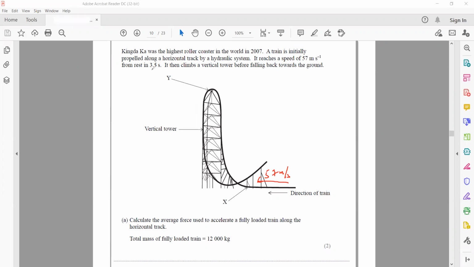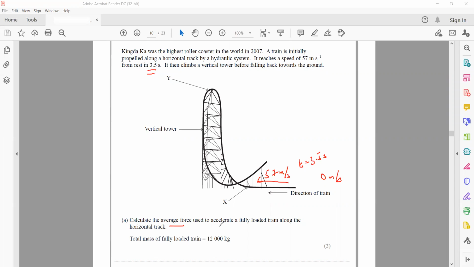And from rest in 3.5 seconds. So it starts from rest, starting with 0, and it took 3.5 seconds to reach this speed. It then climbed vertically and fell back towards the ground. So it climbed vertically and then fell back towards the ground.